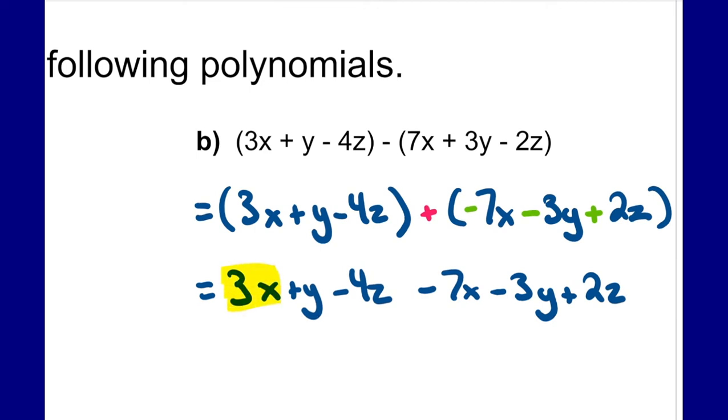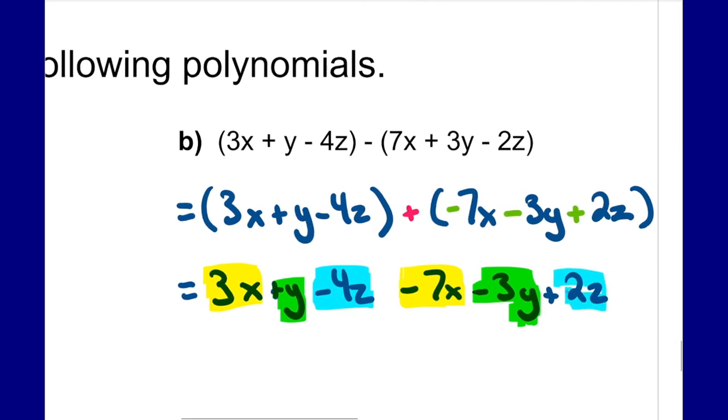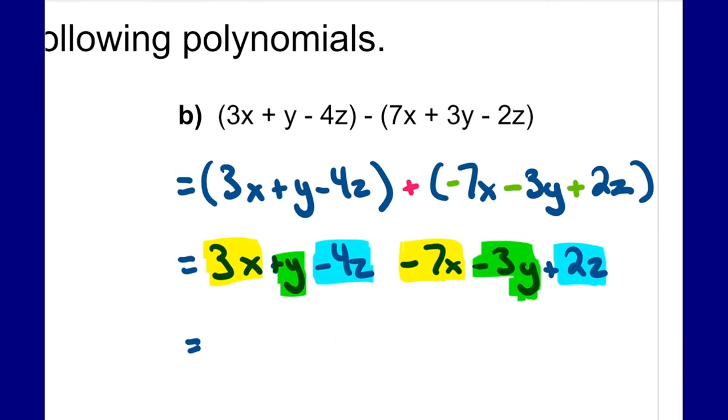Look for the variables that are the same with the same exponent. So 3x minus 7x, again make sure to include the sign in front. Y and minus 3y, minus 4z and plus 2z. When I collect my like terms, 3x minus 7x is minus 4x, y minus 3y is minus 2y, minus 4z plus 2z is minus 2z.